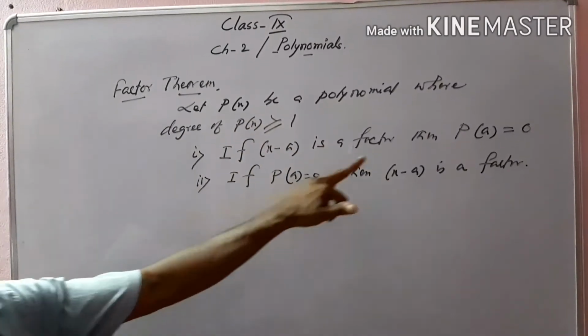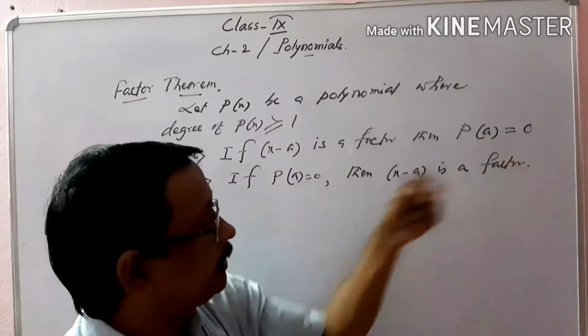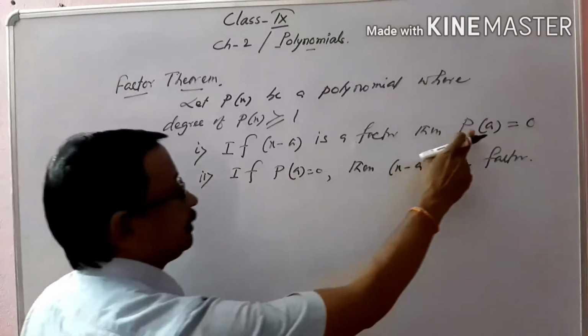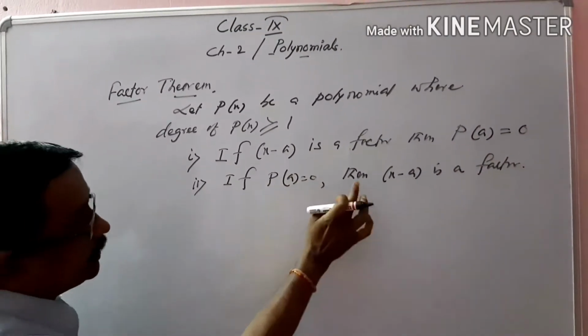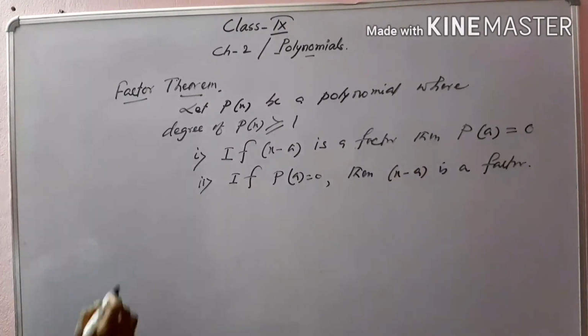So as we know, p(a) equals the remainder. So in case of x minus a is a factor, what does it mean? p(a) equals 0. Again, once p(a) is 0, that means x minus a is a factor.